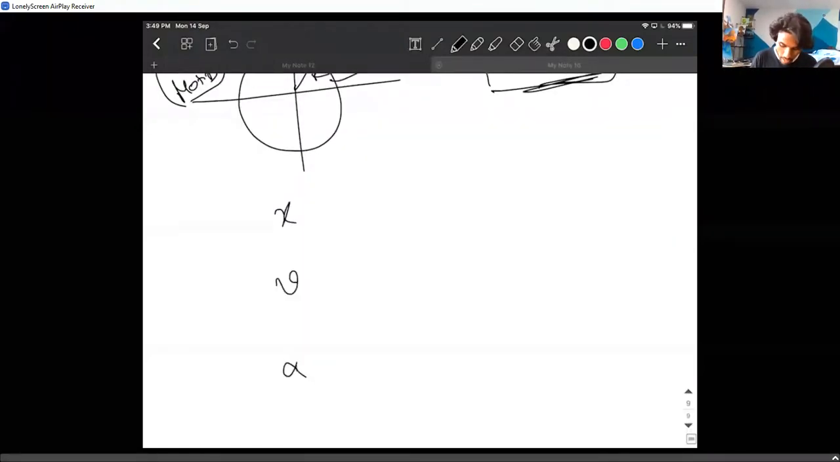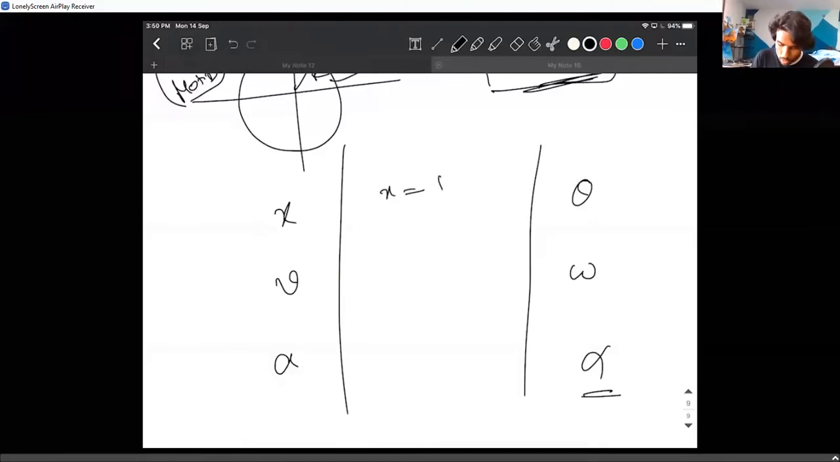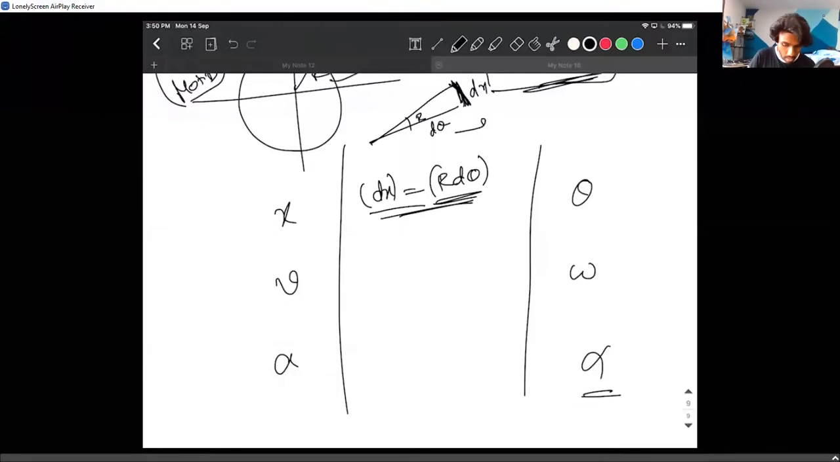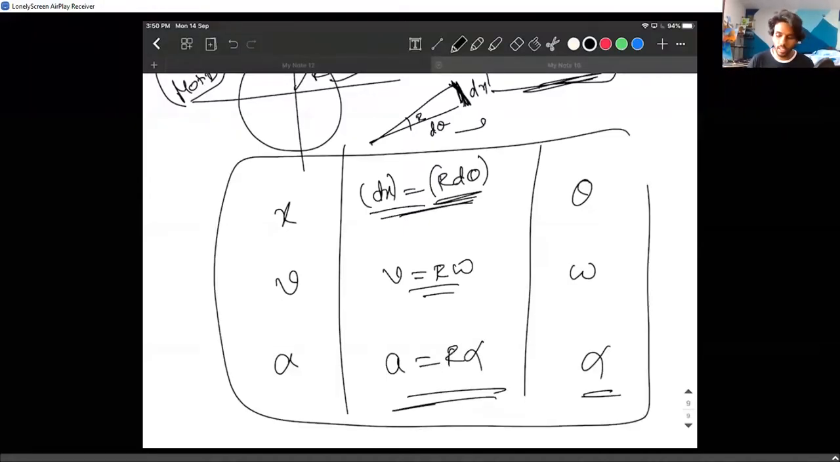x, v, a, sorry, theta, omega, alpha, all the linear quantities and all the angular quantities, and the relations that we came up with are: x equals r theta, or dx is nothing but r d theta. I hope you understood that. Since this is dx, this length is nothing but r d theta, that is clear. v equals r omega and a equals r alpha. As long as we are discussing circular motion, these formulas are going to save you.